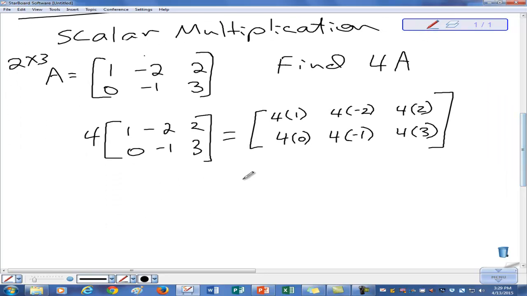And so we end up with 4 times 1, of course, that's 4. 4 times -2, that's a -8. 4 times 2, that's a +8. 4 times 0, that's 0. 4 times -1 is -4. 4 times 3 is 12. And that's our answer.